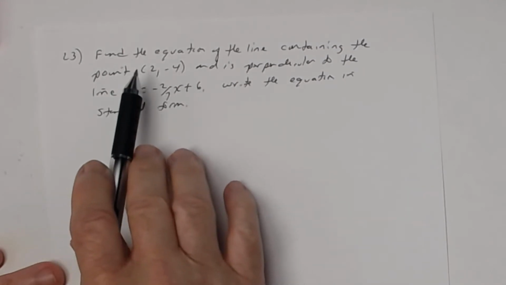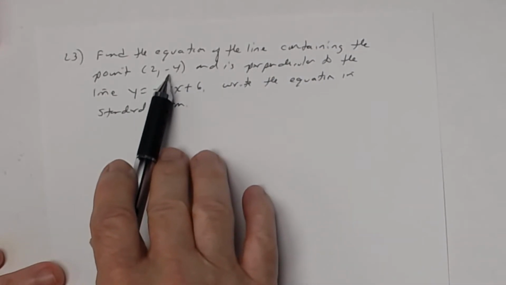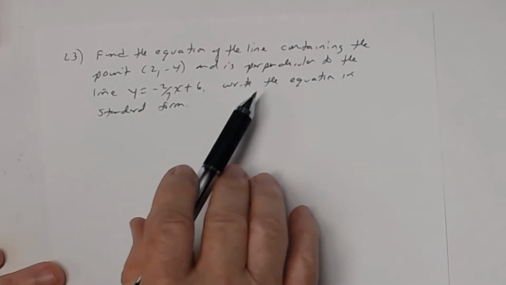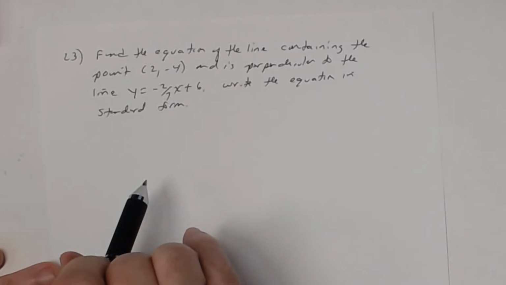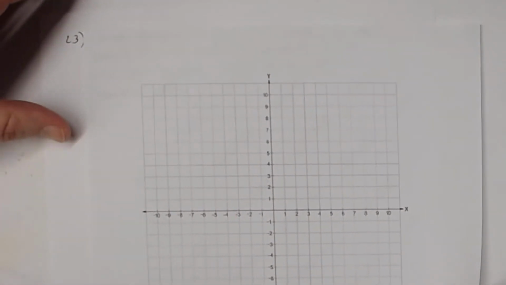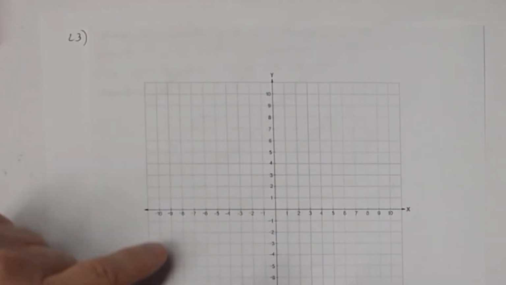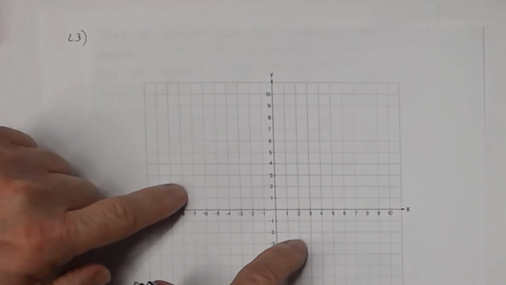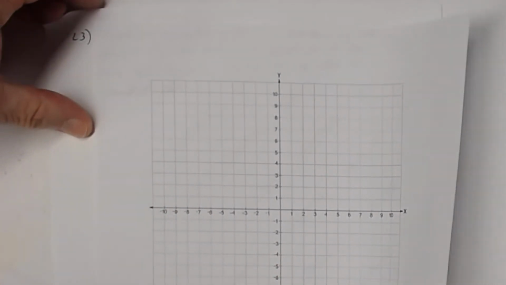Okay, so let's look at number 23. This time you want to find the equation of the line that contains this point and is perpendicular to this line. And you want to find the equation in standard form. We're going to remind ourselves what standard form is as we go through the process. But before I go on, I just want to show you what's happening in terms of this graph, which the problem did not say you had to do. But sometimes it helps to understand it when you look at the pictorial portion of it.